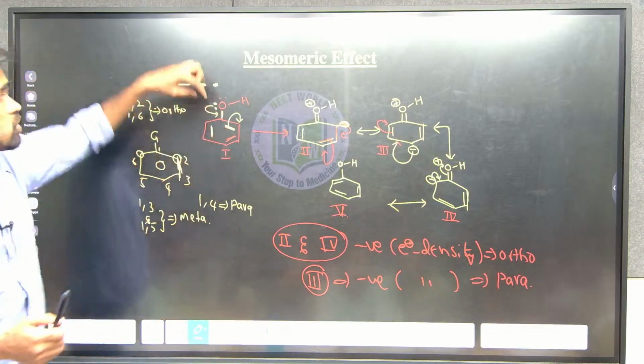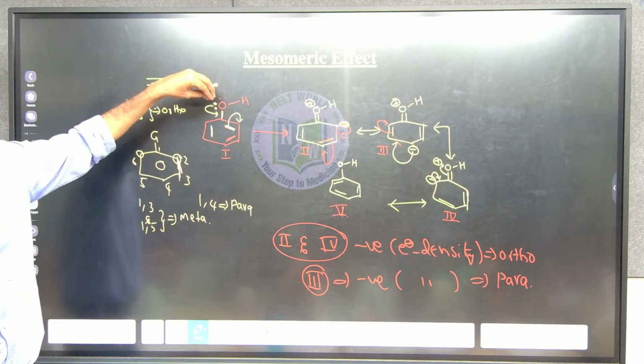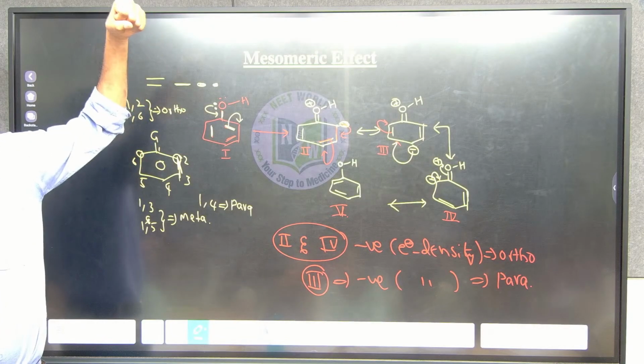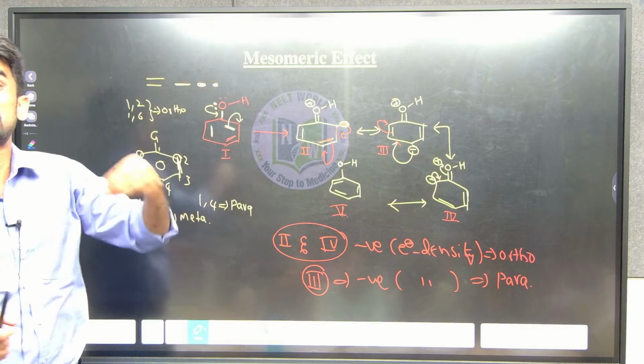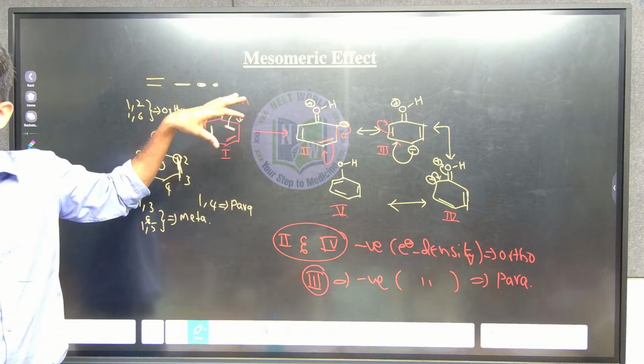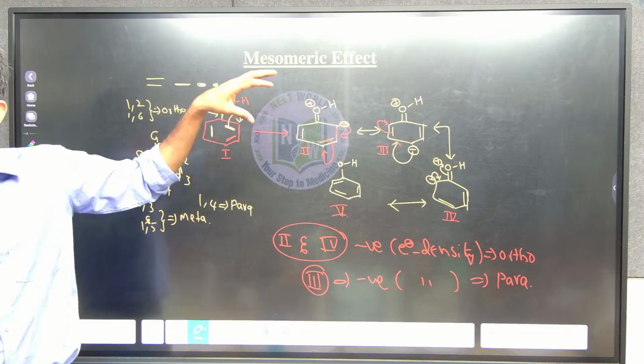Okay. So now this OH group, what is it doing? Is it releasing the electrons into the ring or is it withdrawing the electrons? So I can say the OH group is a plus M group. And the effect is called positive mesomeric effect. What is this?